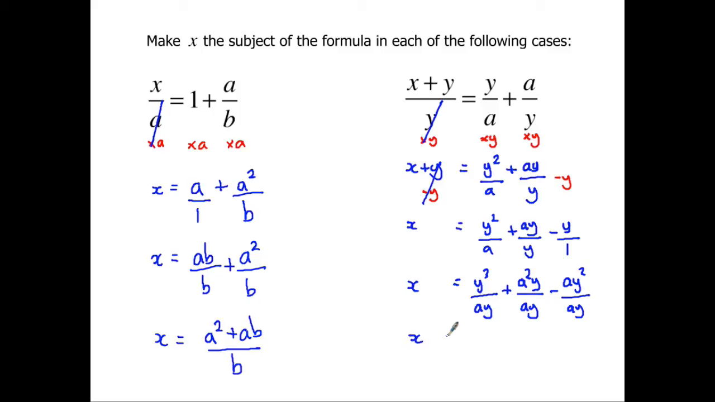So that would just be y cubed plus a squared y minus a squared y minus ay squared, over ay, which is nearly finished. There's a y term here which is common to all parts above, so it could be factorized by pulling out the y. So I can cancel that down to leave myself with x equals y squared plus a squared minus a, and that's all over a.